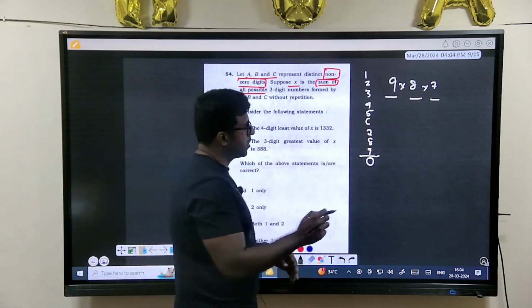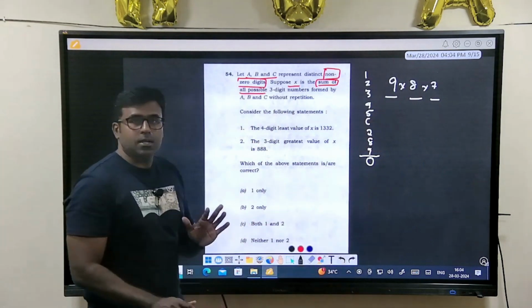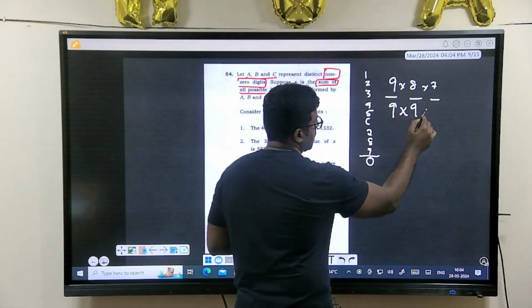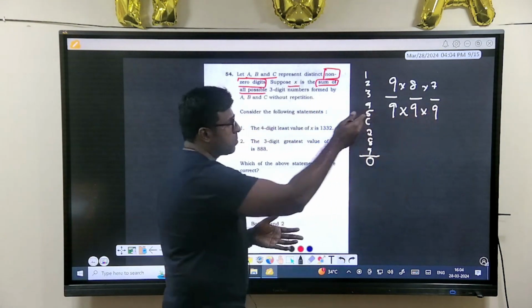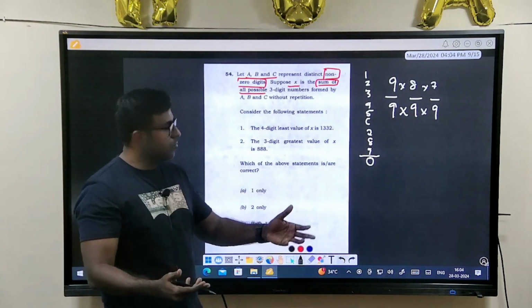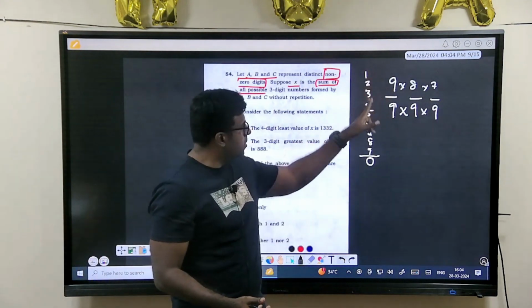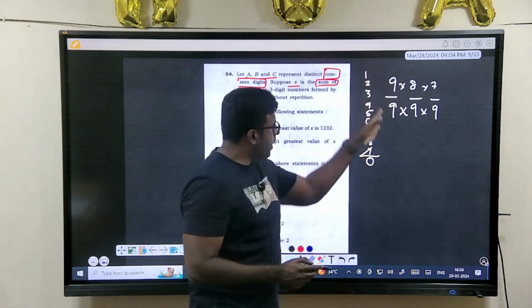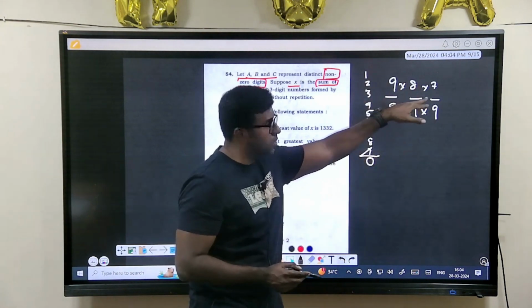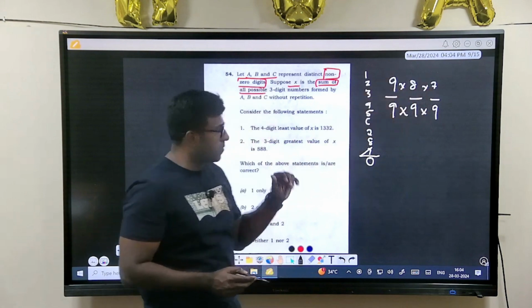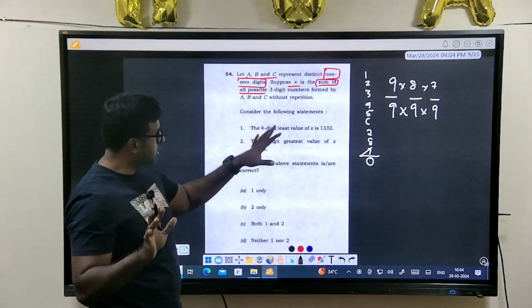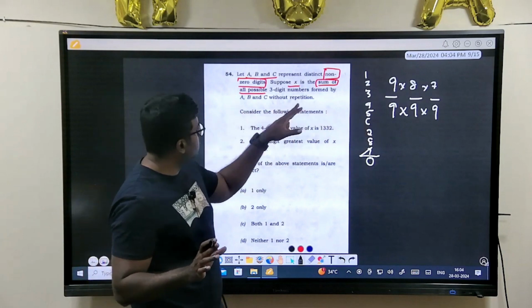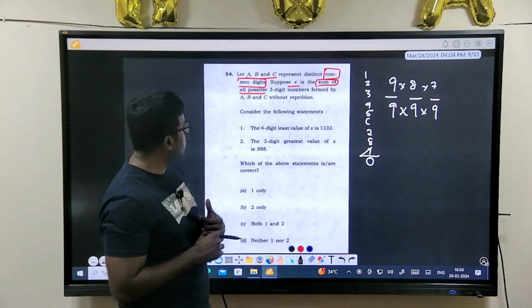If it is with repetition, this position can be filled by 9 things, and this position can be filled by 9 things, because it can be repeated. Here, 9 things can fill this position. Once this goes off, 8 things can fill. Once one more goes off, 7 things can fill. But now come to this question. It's talking about all possible 3-digit numbers formed by ABC without repetition.